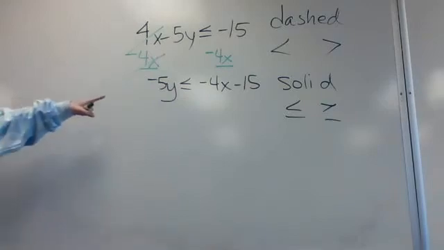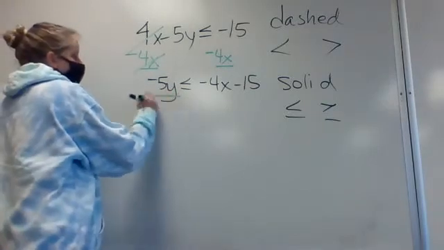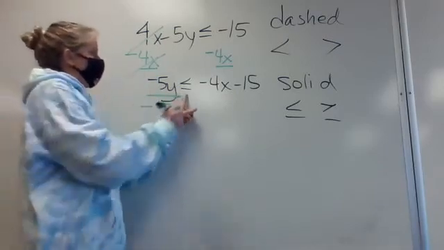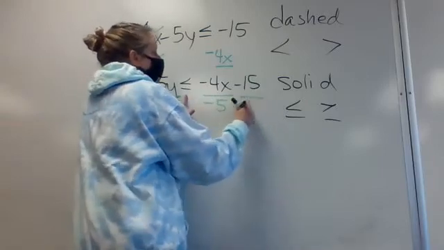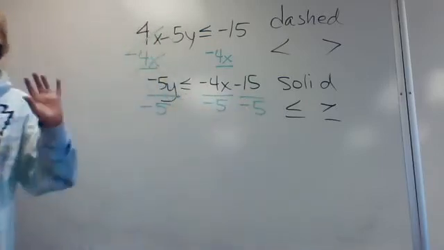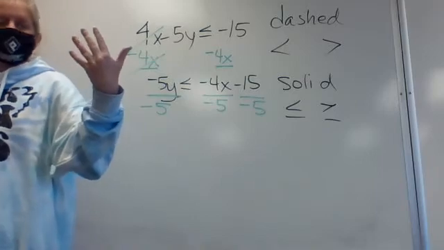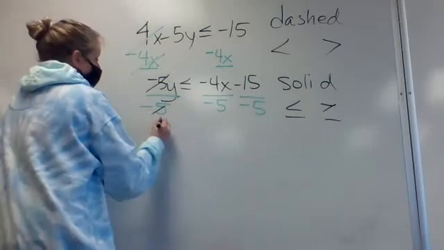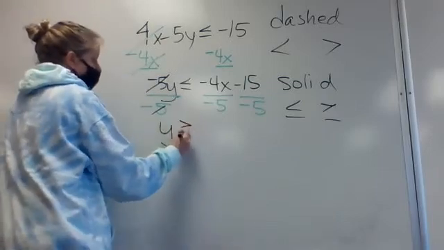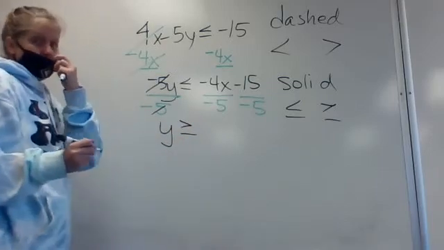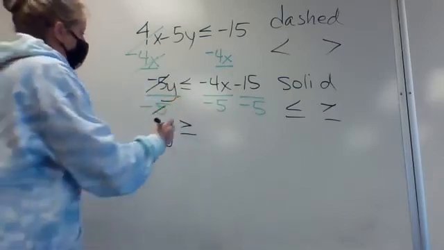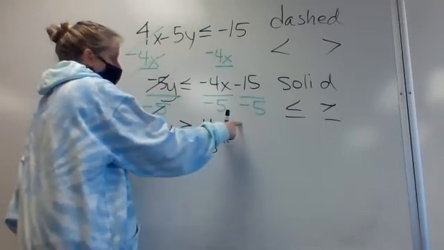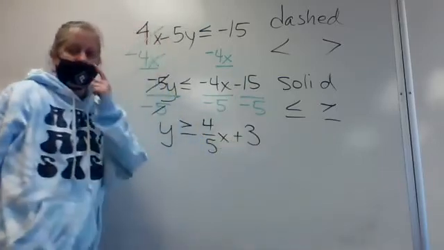And the last step to getting this y by itself tells me I'm going to need to divide by -5. And what happens when an inequality is divided by a negative? The sign switches. Right. That inequality symbol is going to flip around, which is going to affect your shading. So y instead of less than now is greater than or equal to. Negative over negative turns to positive 4/5 x. Negative over negative again, and that reduces to positive 3.